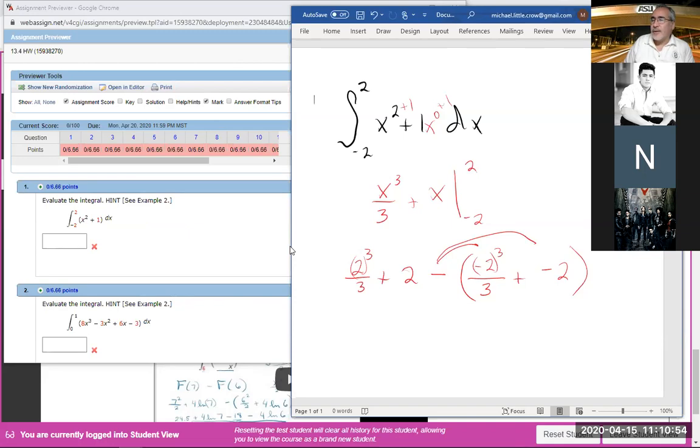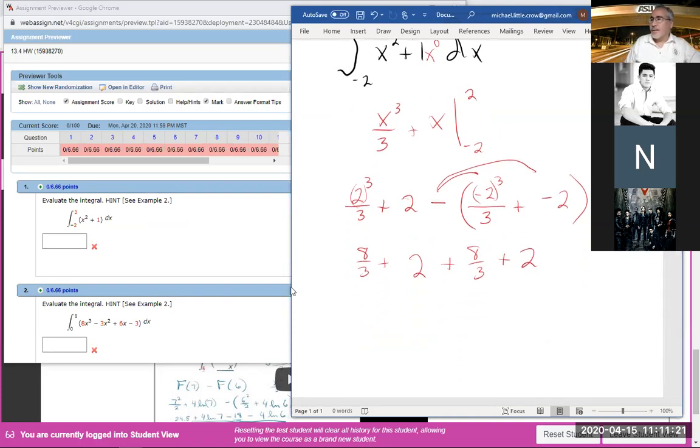So let's see, 2 to the 3rd is 8. So we get 8/3 plus 2. This is going to be (-2) to the 3rd, so that's actually -8 over 3. But the negative and negative makes this a positive 8 over 3. And this negative makes this a plus 2. Okay, and so 8/3 plus 8/3 is 16/3. 2 plus 2 is 4.